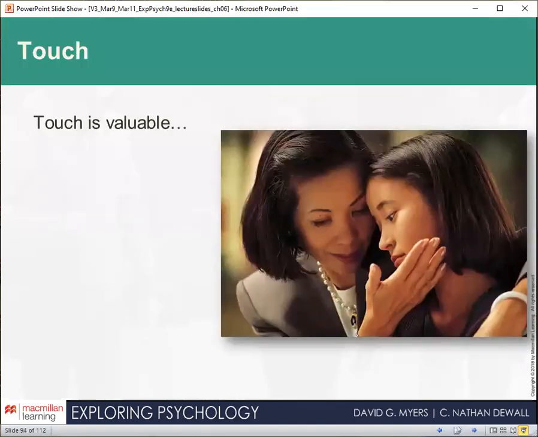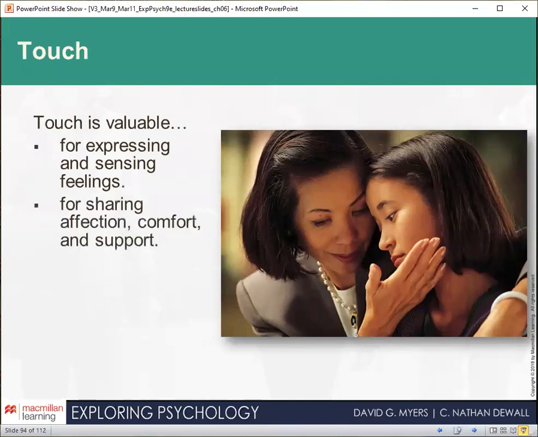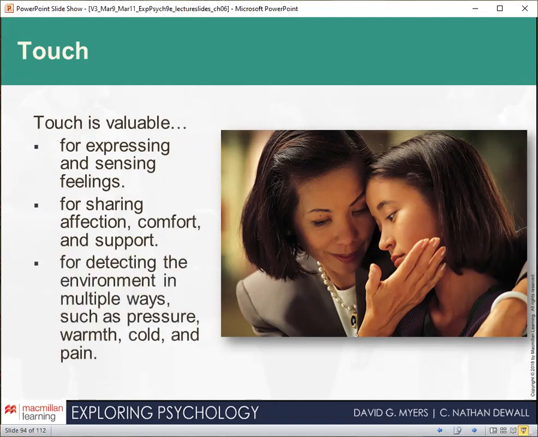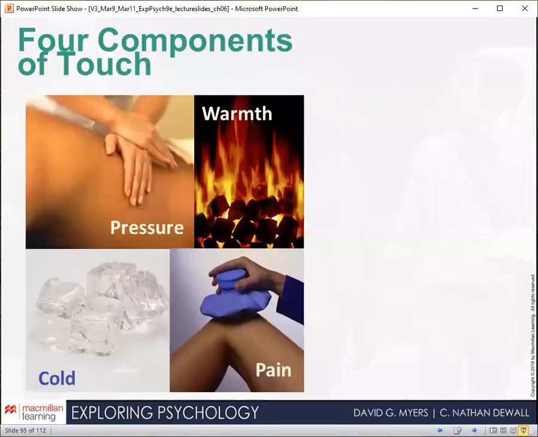Touch is valuable for expressing and sensing feelings, for sharing affection, comfort, and support, for detecting the environment in multiple ways, such as pressure, warmth, cold, and pain. And it's that last bullet point that we'll focus on for a minute here. Touch: when we touch things, there are only certain aspects of touch that we can really feel: pressure, warmth, cold, and pain, and that's it. Everything that we experience by way of touch is going to be some combination of those things. So these are the four components of touch.